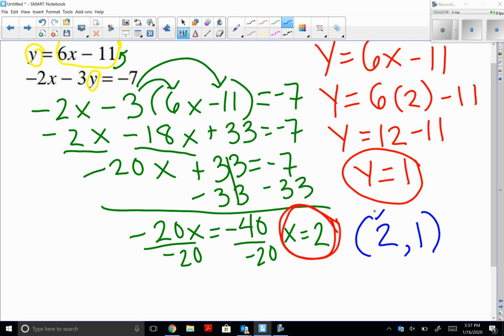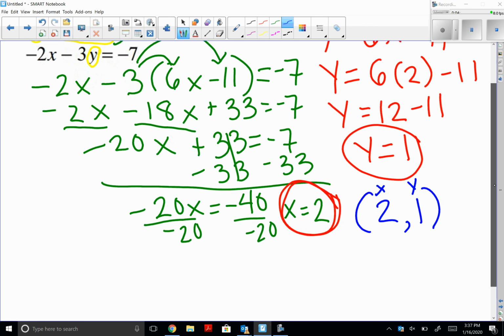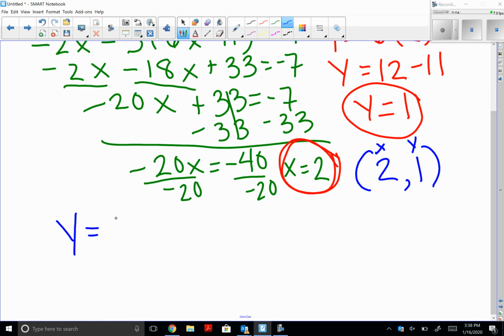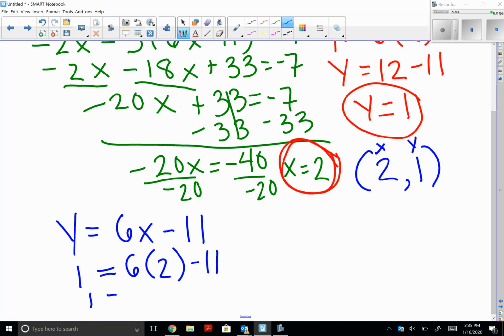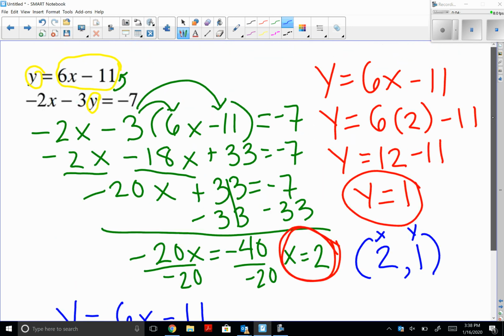So remember, the x is 2, the y is 1. My first equation was y equals 6x minus 11. So to check it, I'm going to put in a 1 for y and a 2 for x. I'm hoping the left side will equal the right side. 2 times 6 is 12, and 12 minus 11 is 1. So 1 does equal 1. Awesome.